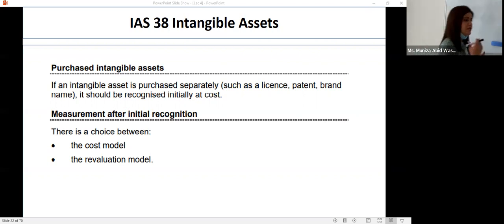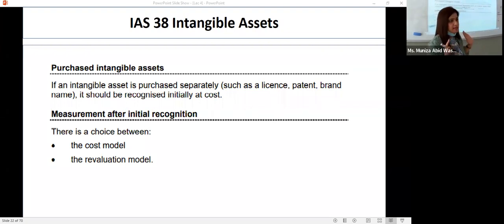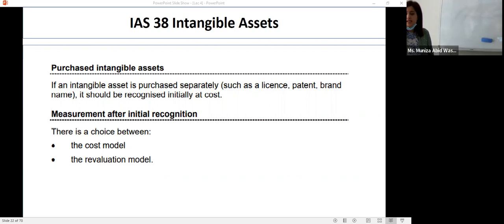If we have internally generated any intangible asset, say, for example, with the passage of time, the business has made a certain repute in the market, that goodwill is not going to be recognized as an intangible asset in our books of accounts. Over the passage of time, if the business has made a strong brand name, that brand name will not be recognized as an intangible asset as per IAS 38. So only purchased intangible assets will be recognized as intangible assets as per IAS 38. They are telling us if an intangible asset is purchased separately, such as licenses, patents, brand name, it should be recognized initially at cost. Any kind of internally generated intangible assets will not be recognized.